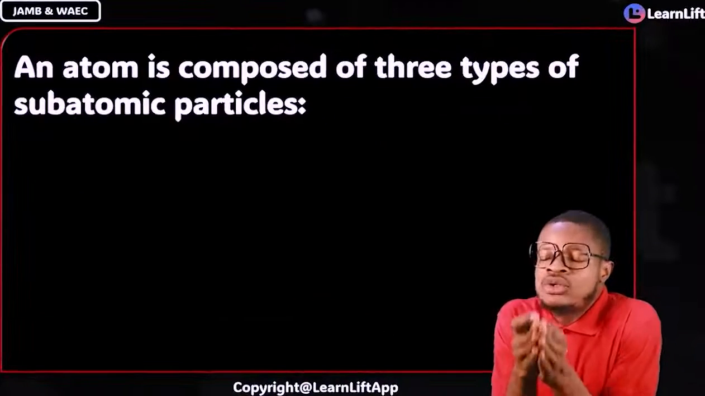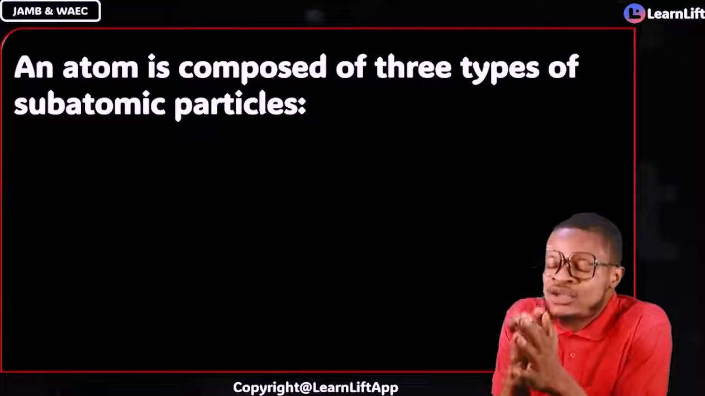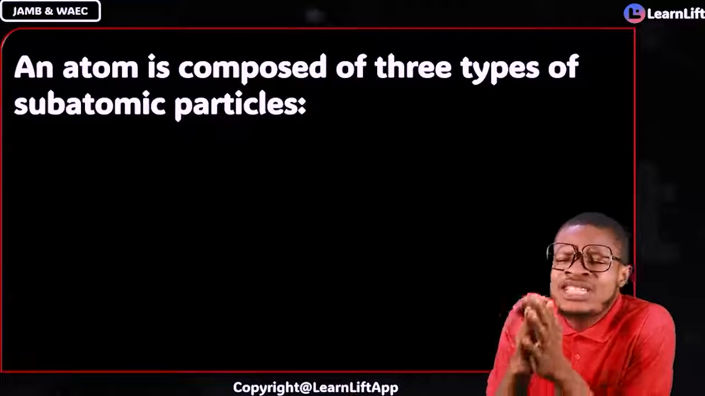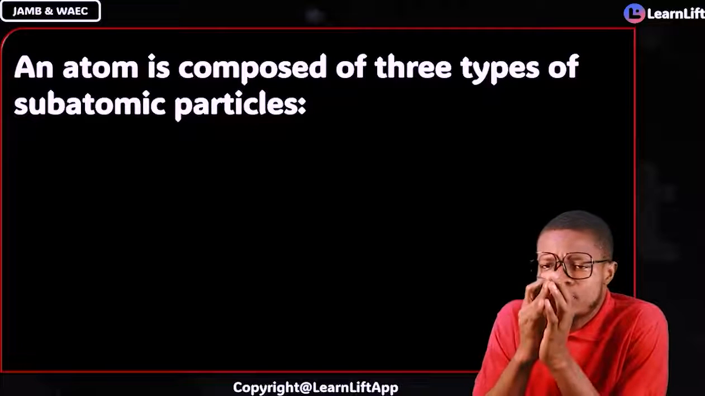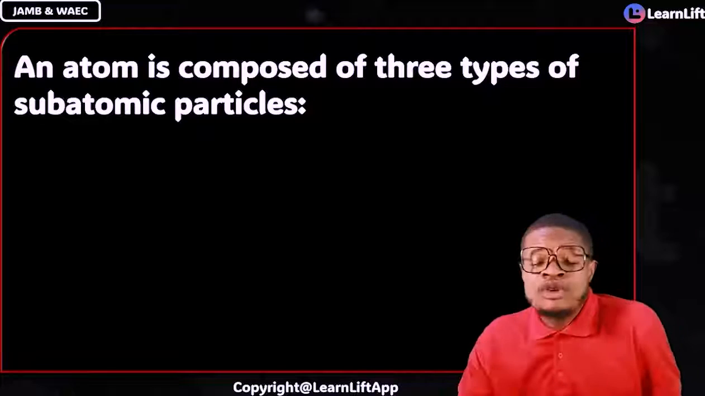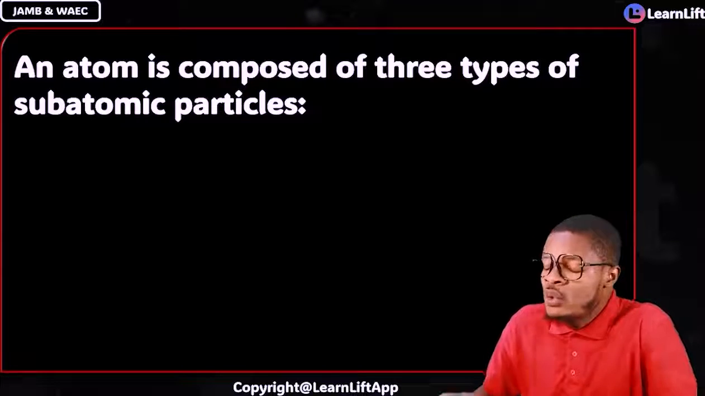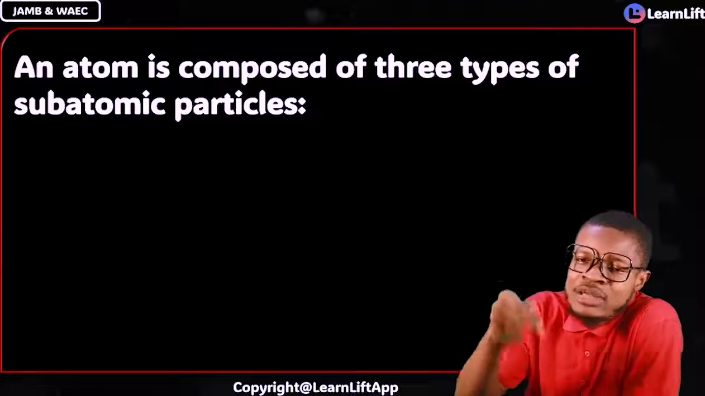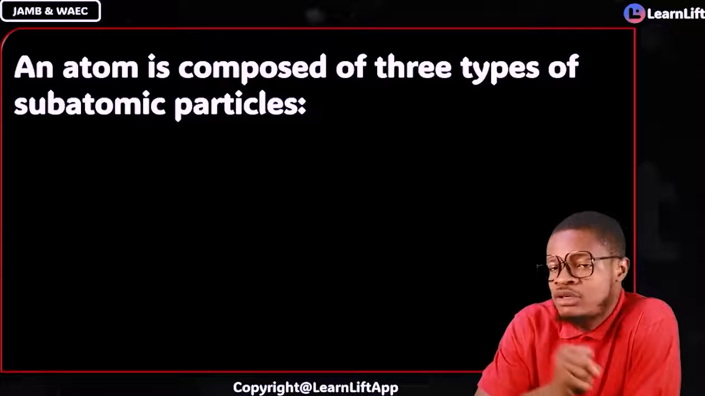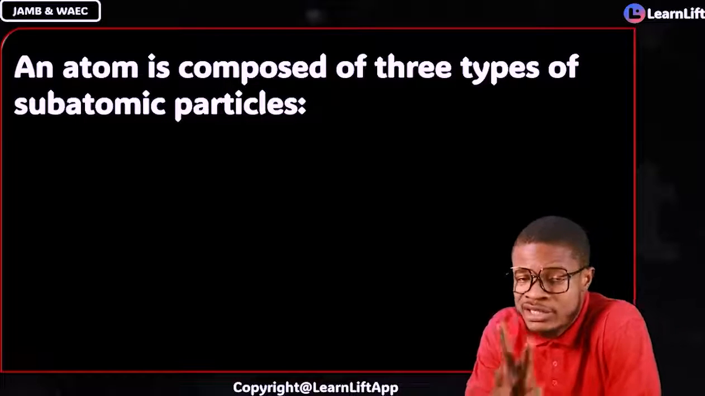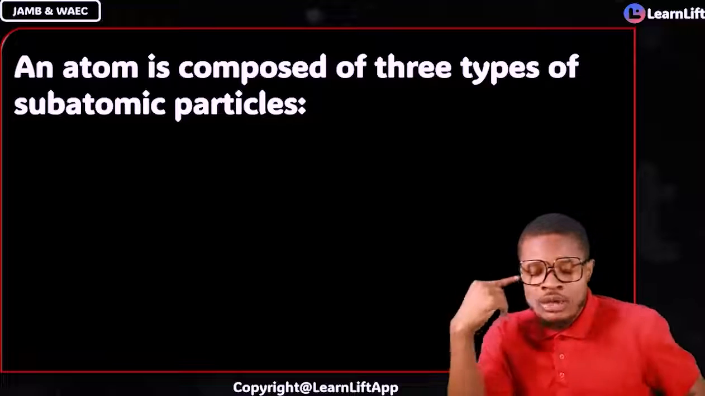First, I'd like you to note this, that an atom is composed of 3 types of subatomic particles. Now listen, there are a lot of subatomic particles, right? As you move in physics, you will hear a lot of them. But when we say fundamental subatomic particles, they are the basic subatomic particles that you must know. They are just 3: PEN, protons, electrons, neutrons.